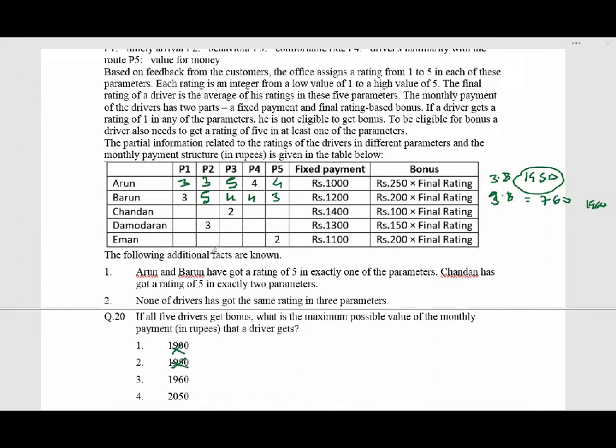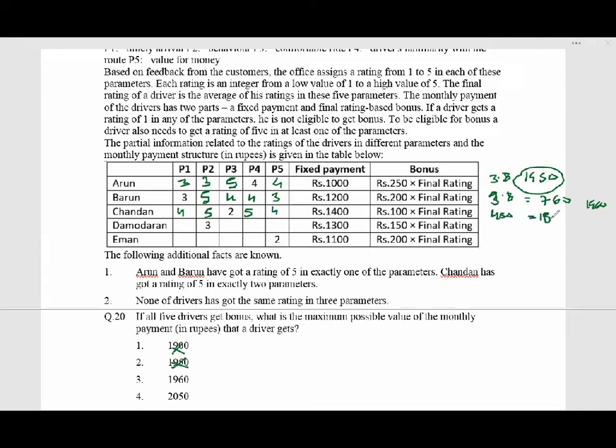Chandan, 5 in 2 parameters. The rest I will give you 4. 9, 9, 18, 20. 20 into 100. 20 means average is 4, into 100, that is 400. Plus 1400, 1800 is the total.